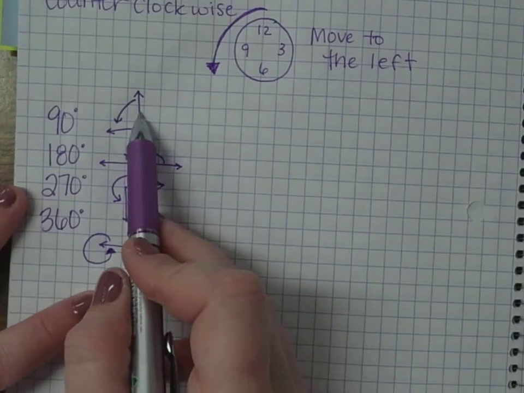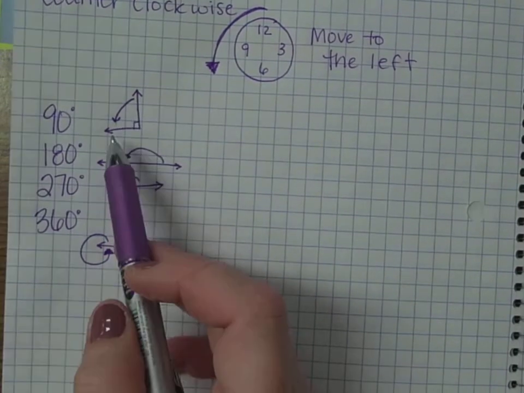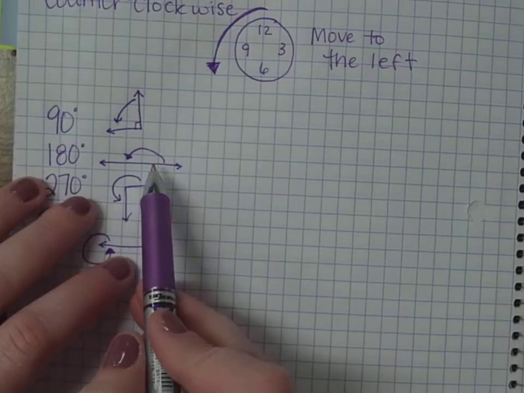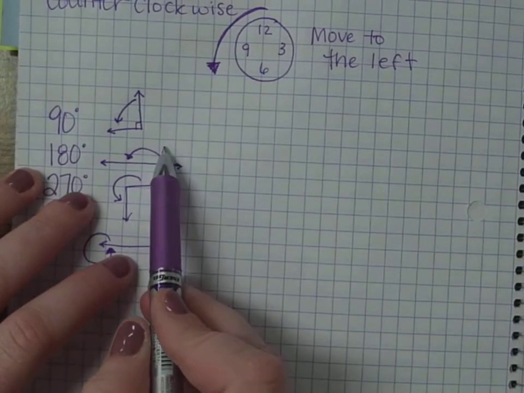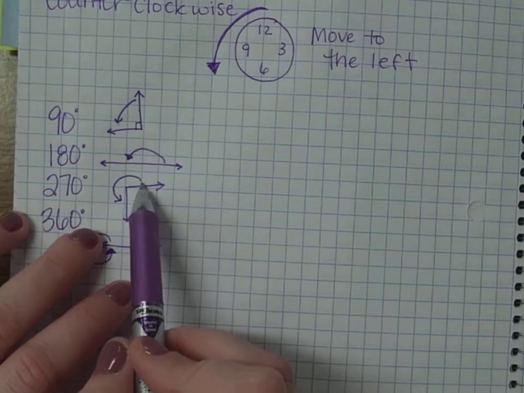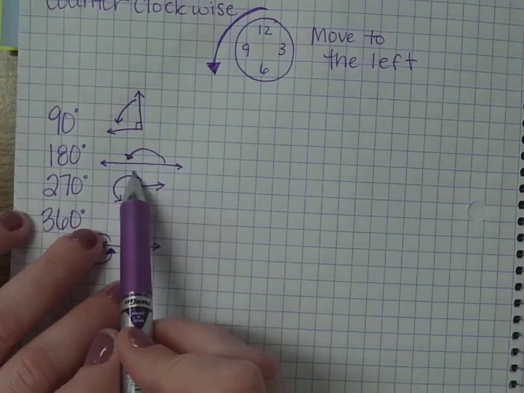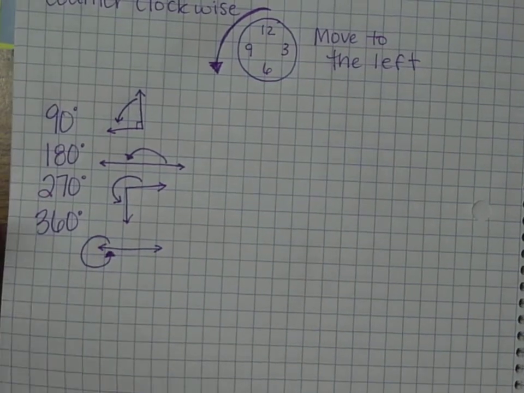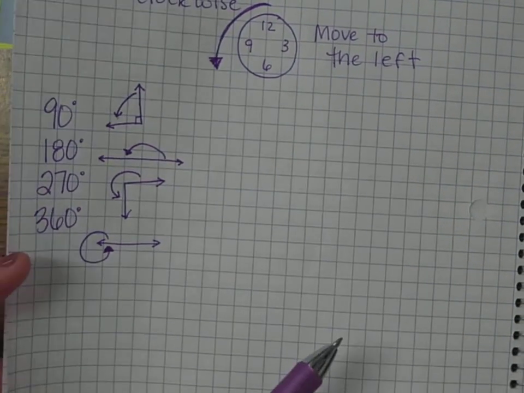So 90 is like the corner of a piece of paper, so like that much. 180 is 2 of those. Sorry for the weird sound effect. And then 270 is you go 90 past that one, and then 360 is the entire circle. Okay, so now that we've talked about all of those degrees, let's go ahead and start on this paper.